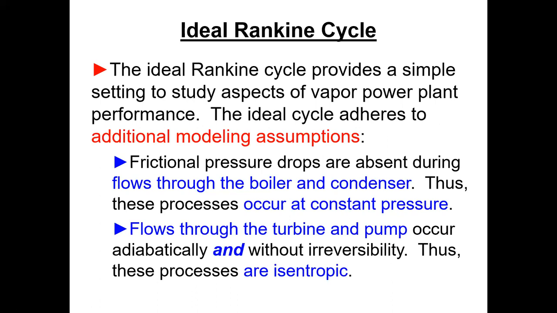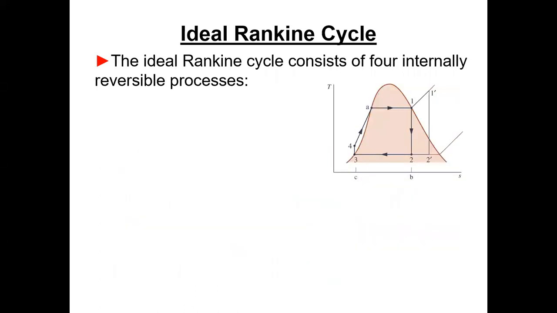Flows through the turbine and pump occur adiabatically and without irreversibility. If you remember our definition, adiabatic and reversible. So without irreversibility is a double negative, which means it's reversible. Adiabatic reversible is isentropic, which means the entropy is constant across the turbine and the pump in the ideal Rankine cycle. Now, not so in a real device. But we'll pursue this ideal Rankine cycle, and then we'll allow it to be modified into real world type devices.